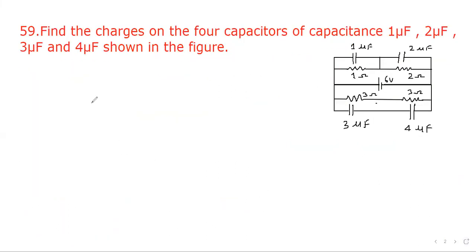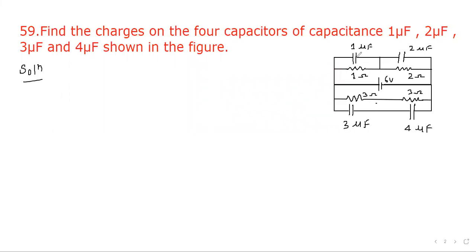Question number 59. Find the charges on four capacitors of capacitance 1 microfarad, 2 microfarad, 3 microfarad, and 4 microfarad shown in the figure. This is 1 microfarad, this is 2 microfarad, this is 3 microfarad, this is 4 microfarad. This resistance is 3 ohm, this is 3 ohm, this is 1 ohm, this is 2 ohm, this is a 6 volt battery.